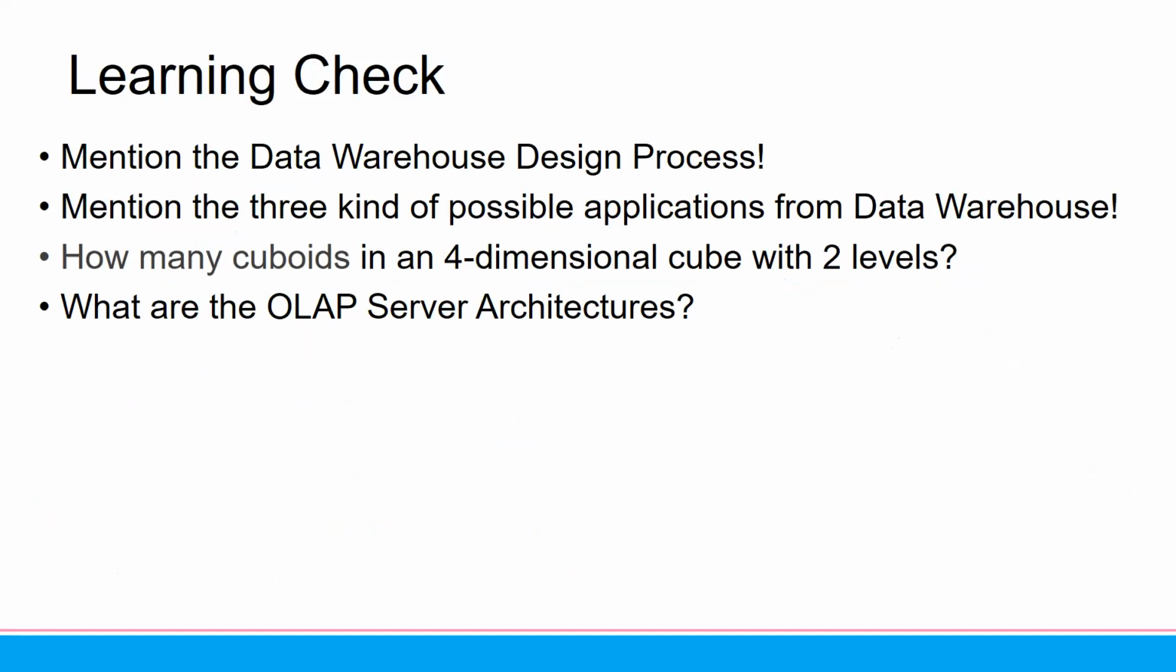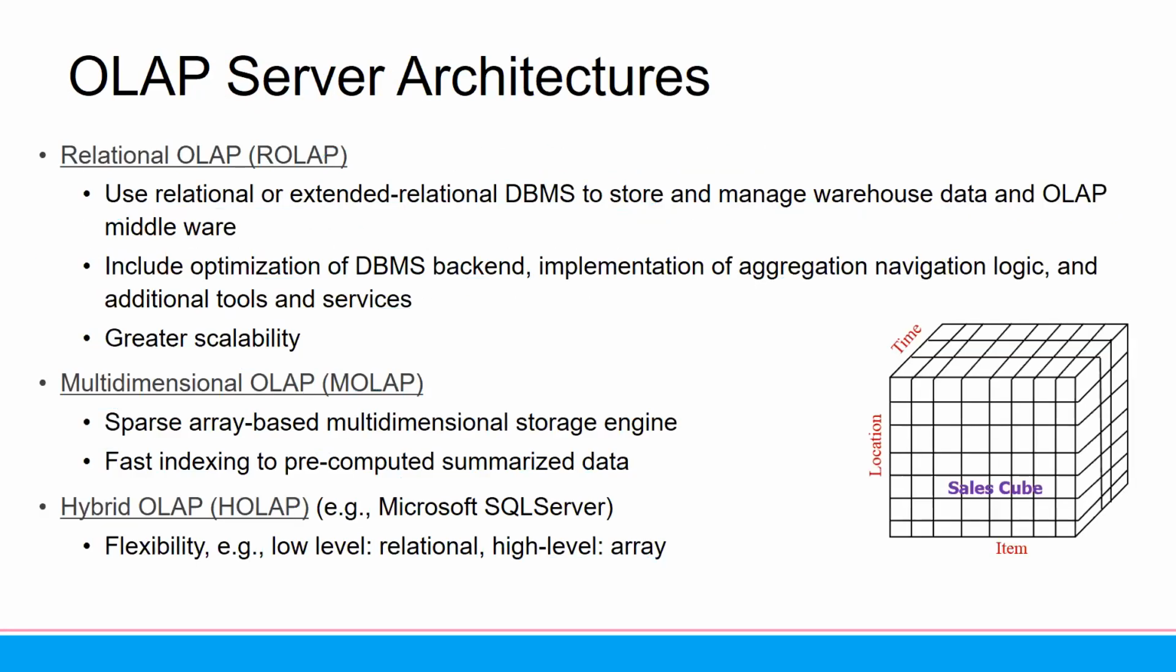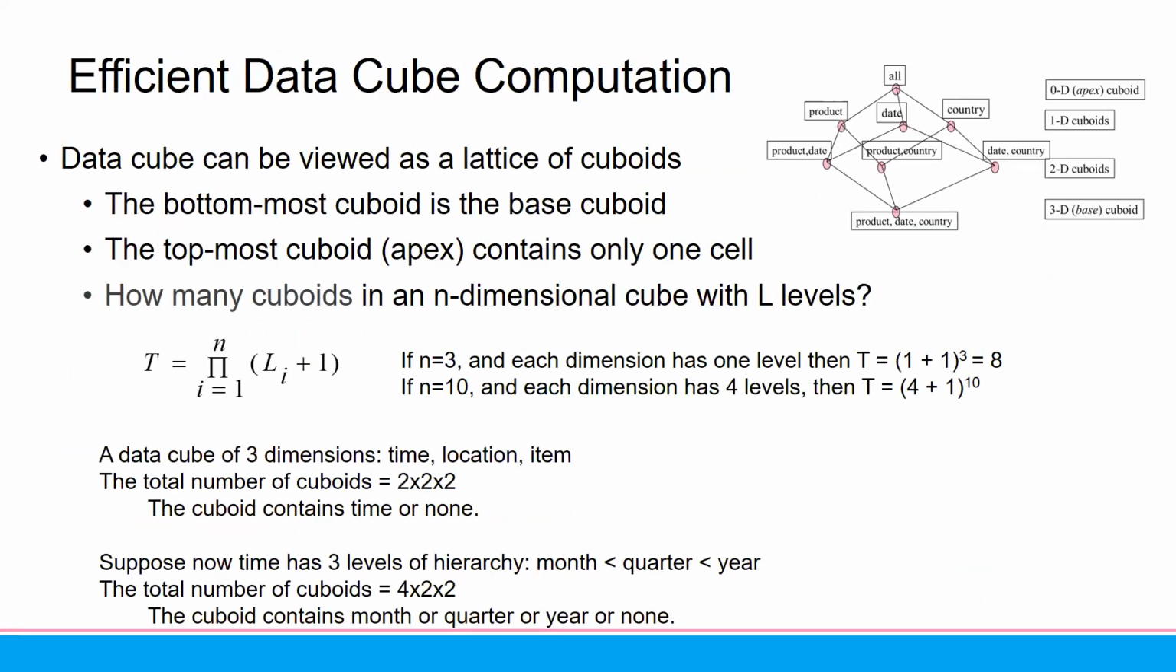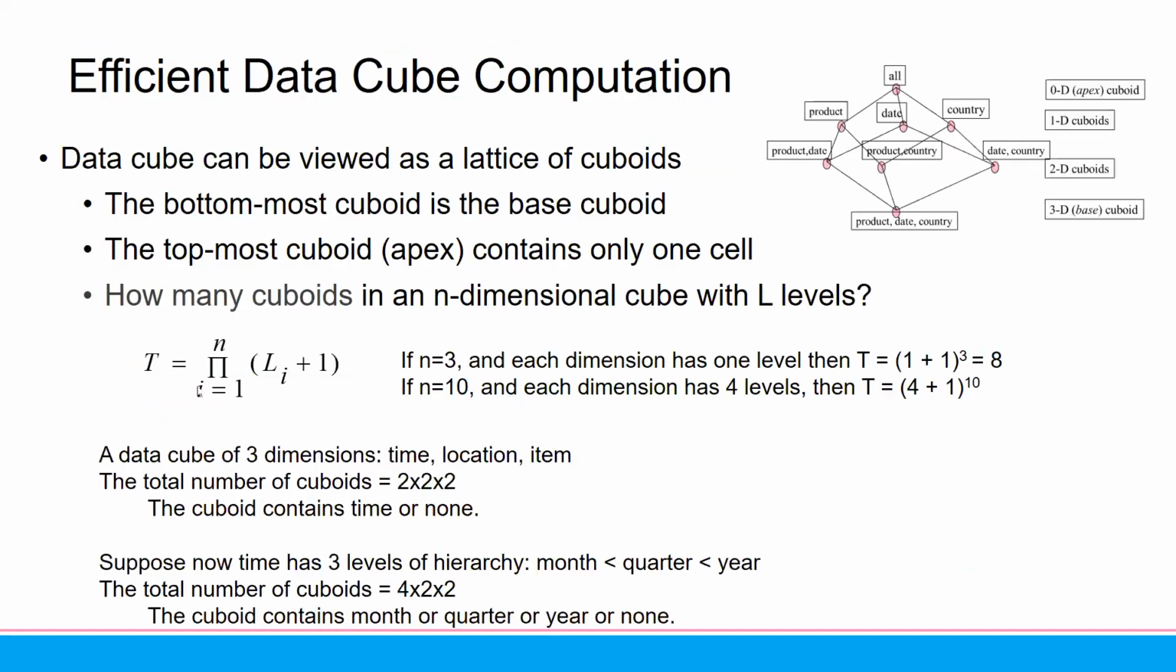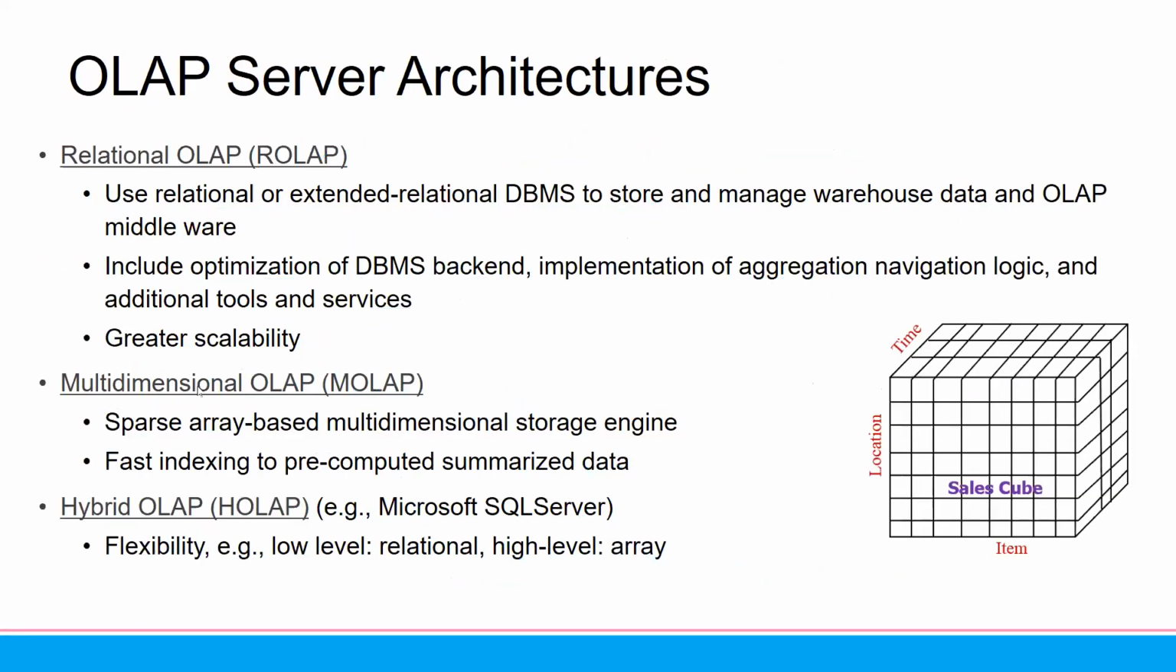Okay, so you have the data warehouse design process. You have top-down or bottom-up. Mention the three kinds of possible applications from a data warehouse. Can you still remember this one? Information processing, then analytical processing, and data mining itself.